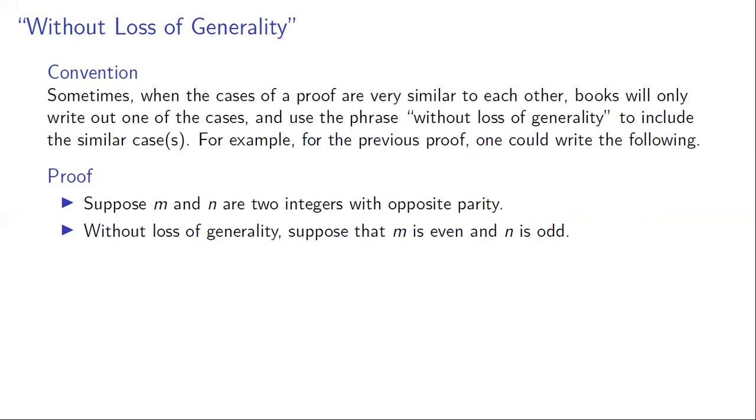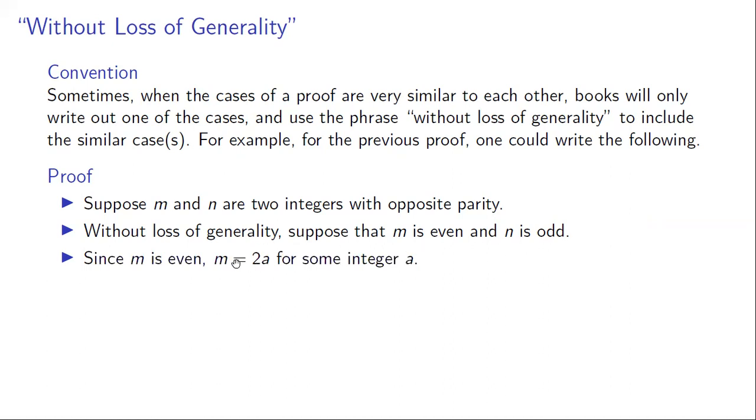What they're trying to say here is that, yes, let's suppose that m is even and n is odd, but this will also work if it's the other way around. So without loss of generality means that this will also work for other cases, but I'm not going to spell out those other cases for you. That's what it means.